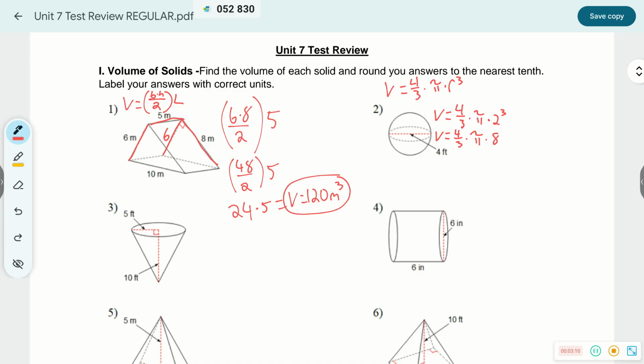Okay, somebody get out their calculator. We got one right here. It's 33.5. I got the answer. Well, I need to know the steps first.